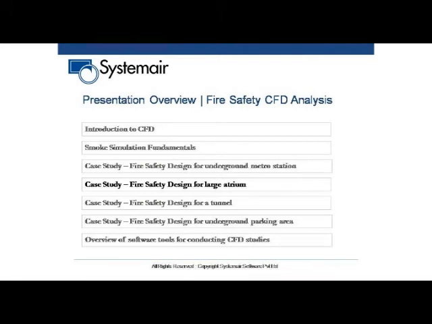So you see, the NFPA standard gave a guideline of how much air we needed, but to exactly design where we should put in that air and how the smoke will move, CFD can be a very useful tool. Simulations for large atriums can also be done.